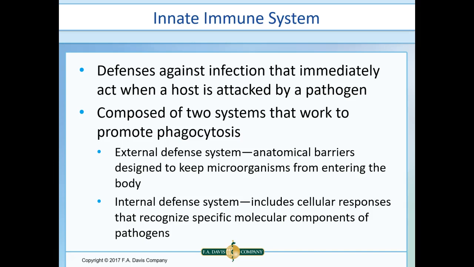The first one is the external defense system. These are the anatomical barriers designed to keep microorganisms from entering the body. This would be mucous membranes, unbroken skin, tears, saliva, things like that. The internal defense system includes those cellular responses that recognize those specific molecular components of pathogens, like the neutrophils that are able to phagocytize things.